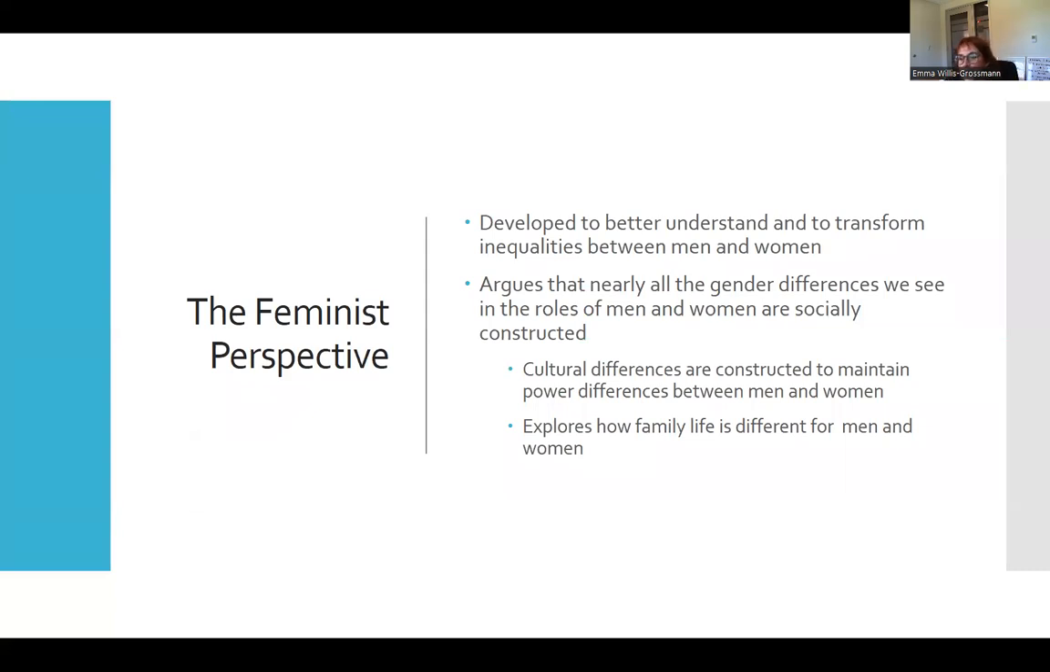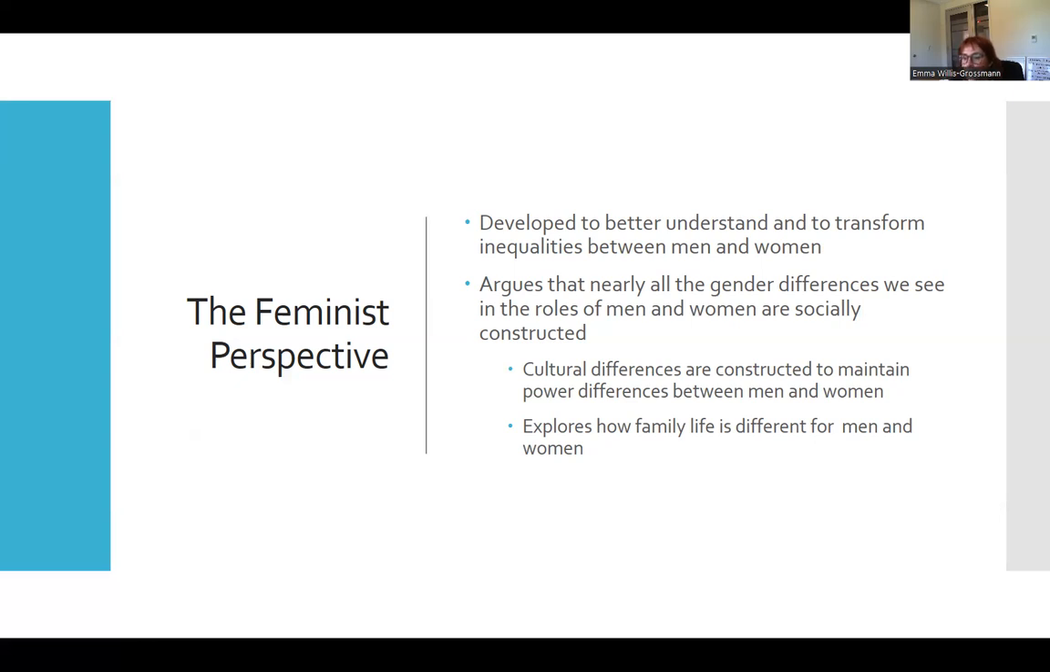Feminist theory is a perspective that was developed to help better understand and transform inequalities between men and women specifically. However, this theory is informed by both exchange theory and symbolic interactionism. And although the theory does focus on gender inequality, new frameworks within this theory tend to explore other inequalities and how they're structured and enacted in other aspects of life. But we'll talk about this a bit later when we talk about intersectionality.